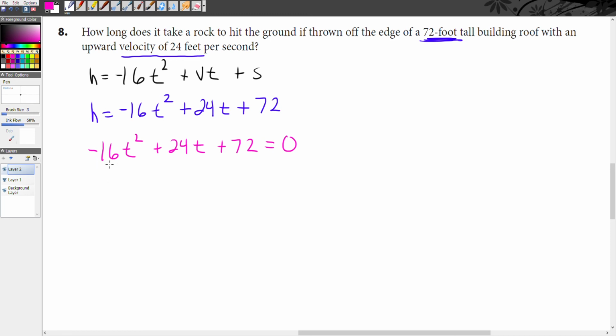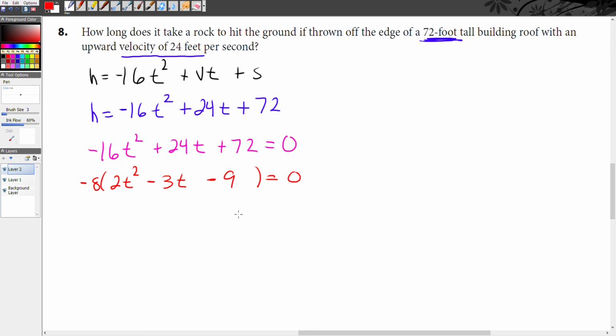Now, let's take a look here at these terms and see if there's anything we can factor out. We got a negative 16, a positive 24, and a positive 72. Well, all of these numbers are divisible by 8. So in order to take care of this negative and factor by 8, I'm going to factor everything by negative 8. So negative 16t squared divided by negative 8 is going to be 2t squared. 24t divided by negative 8 is going to be negative 3t. And 72 divided by negative 8 is going to be negative 9.